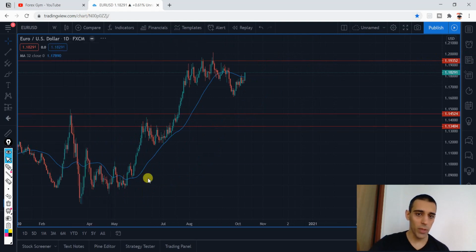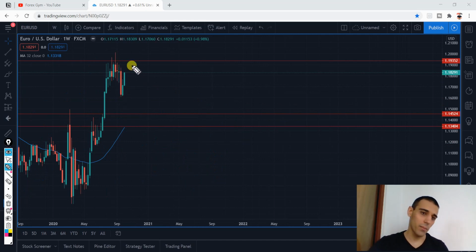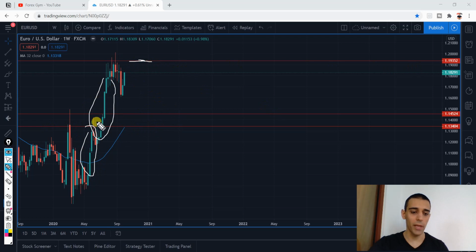Even if we have a look at the weekly time frame, it's looking pretty good. This weekly bullish candle for this week, and last week was not that bad either. But of course, we have this nice bearish candle. But I do see this going up to, as I said, this level, which is about 100 pips away. And then we have these nice moves from a while ago.